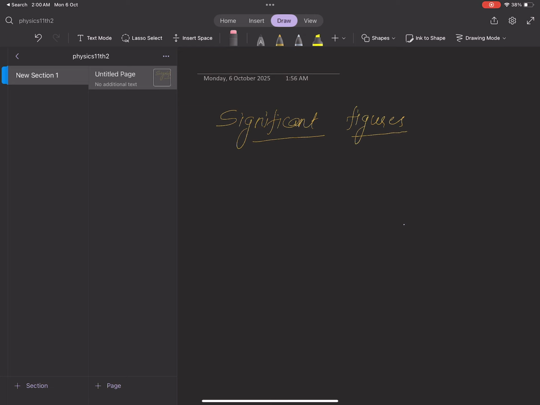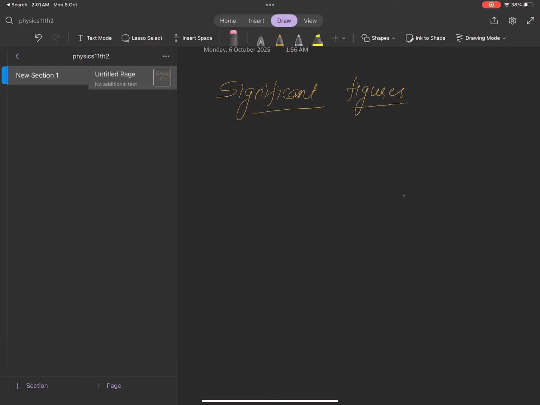So guys, let's start today's discussion on significant figures. You must know that every measurement involves errors. So the result of measurement should be reported in a way that indicates the precision of measurement.